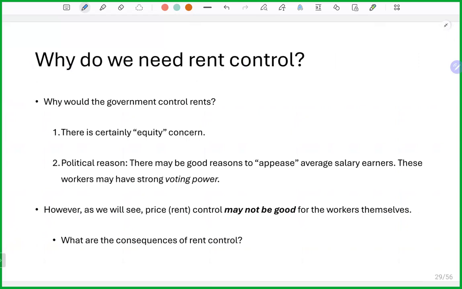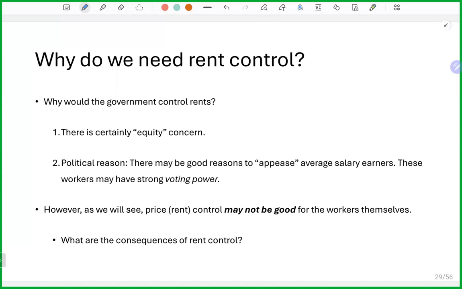The purpose of controlling the rent is to protect renters, because most of you, who are coming from foreign countries or from non-Seoul areas, are living in rental housing, right? And then you should be protected. There are many reasons why we want to protect renters' benefits. So there are certain equity concerns.